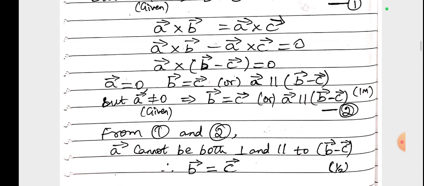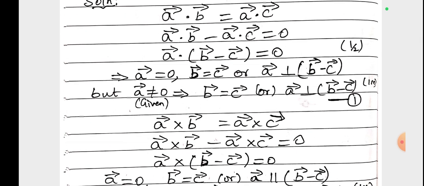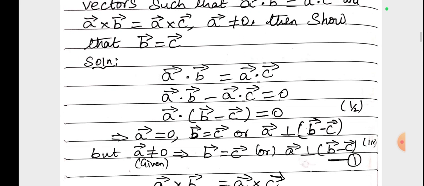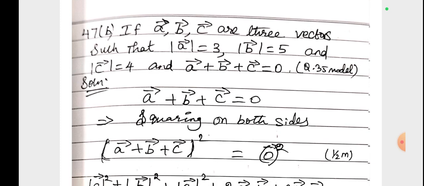Important 3 marks. See children, writing B vector, C vector. Here you are concluding: B, C are parallel, for that 1 mark. Here B equal to C are perpendicular, for that 1 mark. And writing this, 1 mark. So easy 3 marks.